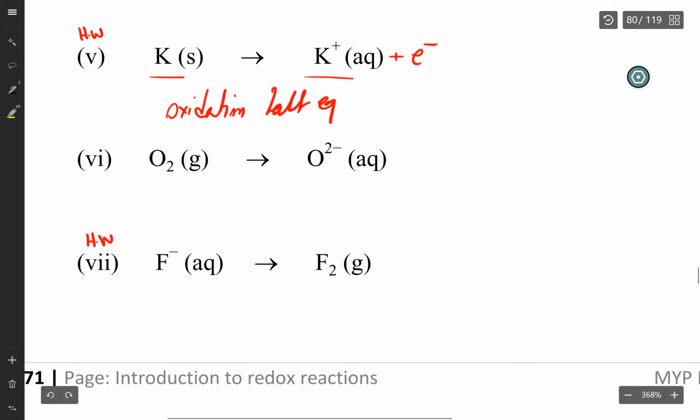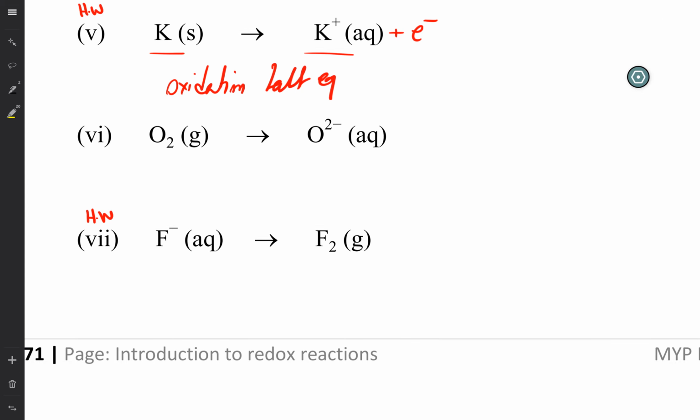Let's move on to the next homework question. F- gives you F2. In this half equation, you have one fluorine at the left, but two fluorine at the right. So in the first step, we have to put 2 as a coefficient here to make the fluorines equal at both sides. Now we balance the charge. We have 2 minus charge at the left side. We have 2 fluoride ions.